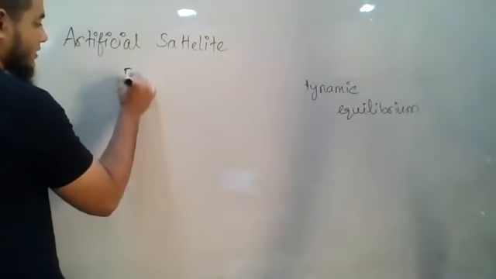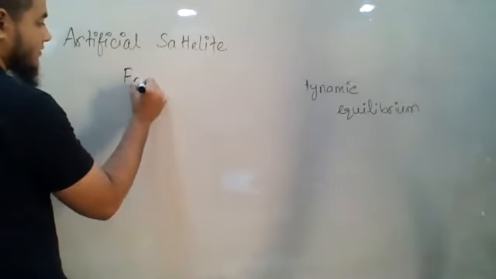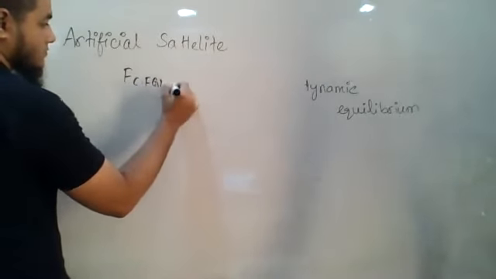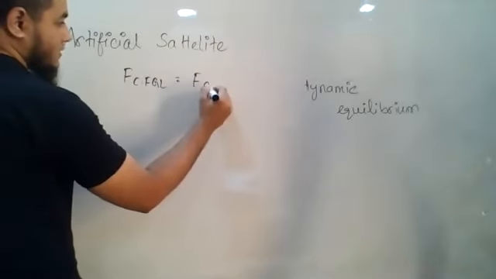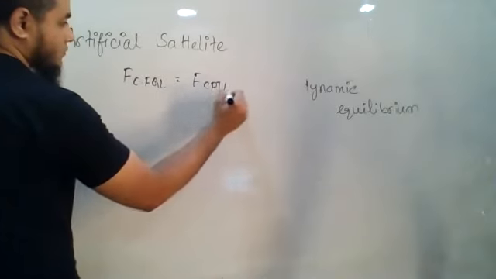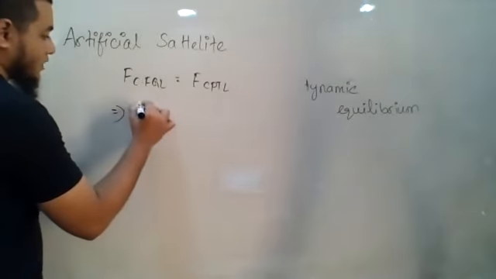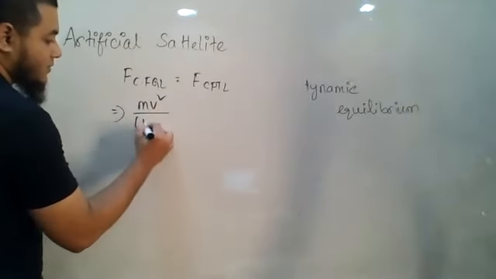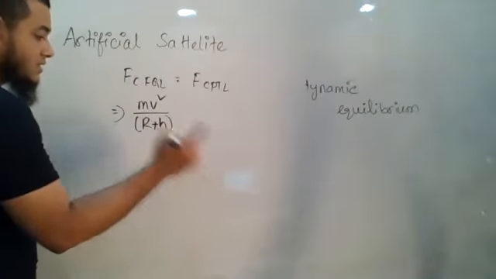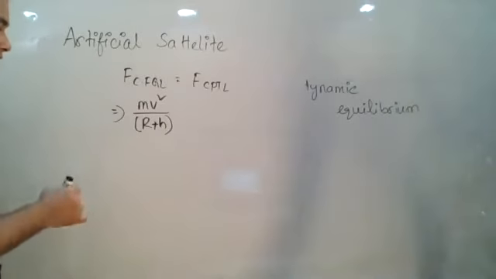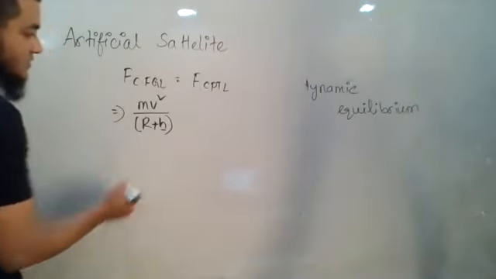We know that centrifugal force is equal to centripetal force. So what is centrifugal force? That is mv square by r, mv square divided by r. R is the distance from the center of Earth. Remember, not from the Earth surface. From the Earth surface, the distance is h.